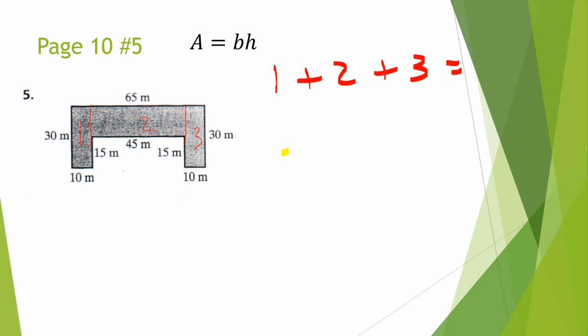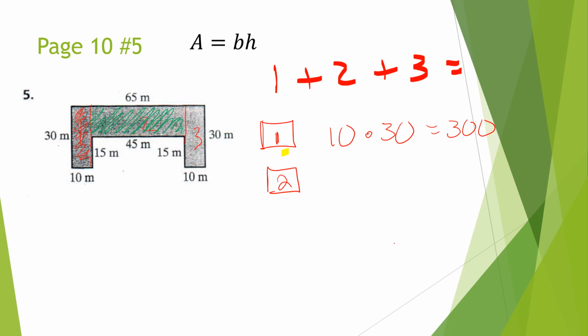So if I'm looking at rectangle number 1, I'm going to mark rectangle 1 like that. And for that, therefore, I need the dimensions. So for this one, it's just 10 by 30. So 10 by 30 is just going to be 300. All right, rectangle 2. For rectangle 2, I'll do this one in green here.